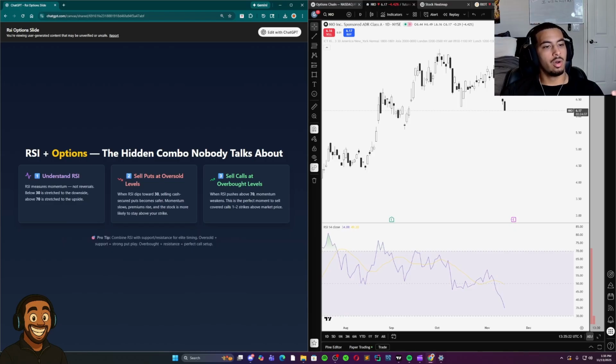RSI doesn't tell you when something is reversing, it tells you when the momentum is stretched. Again, to recap: below 30, it's stretched to the downside, above 70 it's stretched to the upside. That's where selling options becomes really powerful because you can tap into these moves. Of course, no indicator is the magical indicator that's perfect. They get things wrong. That's why it's an indicator, it just helps your odds of becoming a profitable trader.